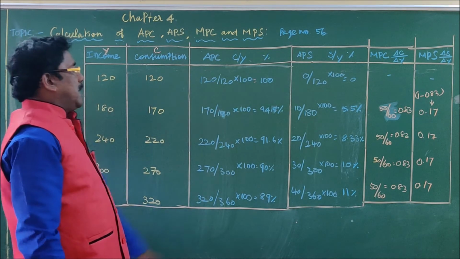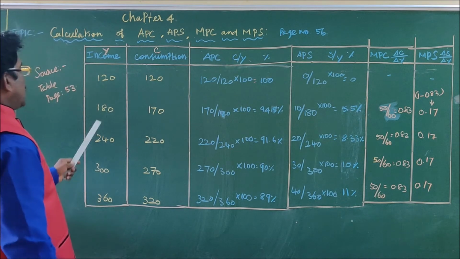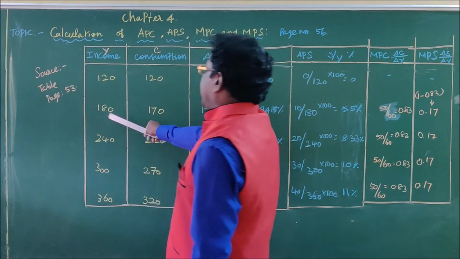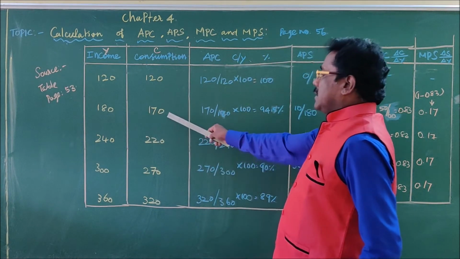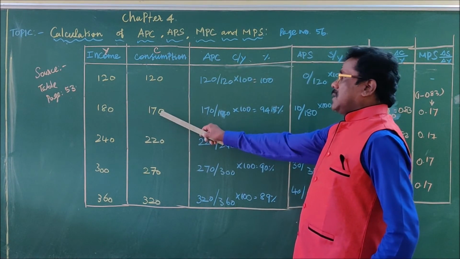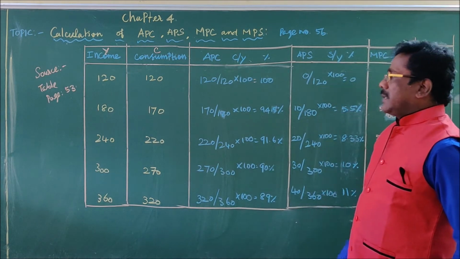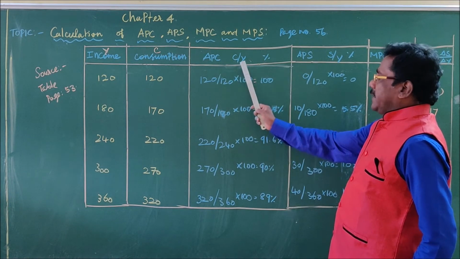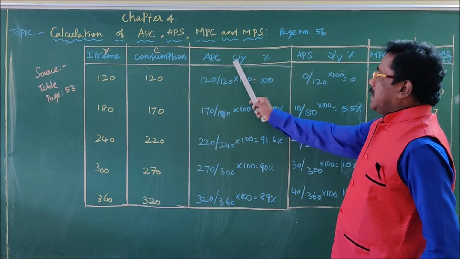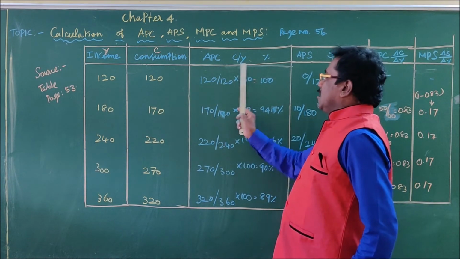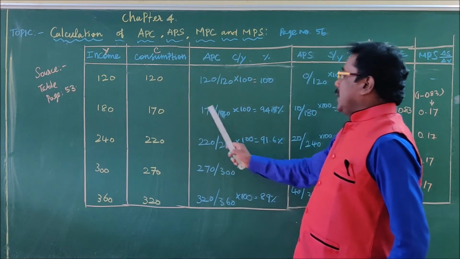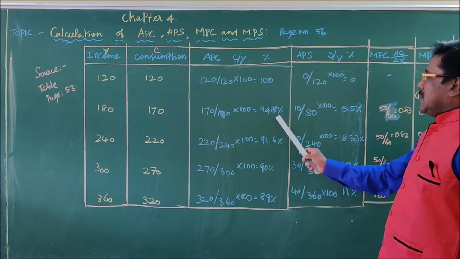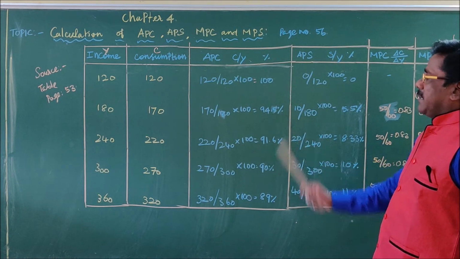The answer is 100. The second case: the level of income increased to 180 and the expenditure on consumption is 170. So income 180, consumption 170. Applying the formula, C equals 170, Y equals 180. So 170 divided by 180 into 100, the answer is 94.5 percent.